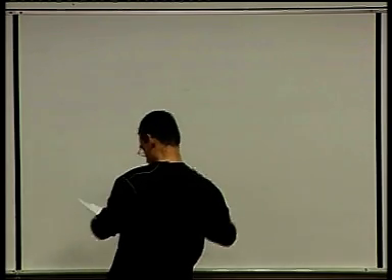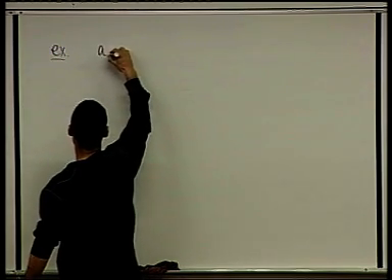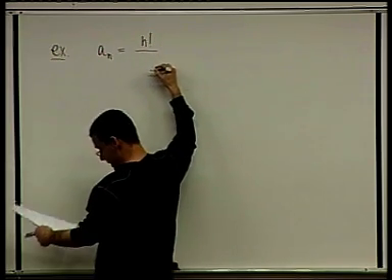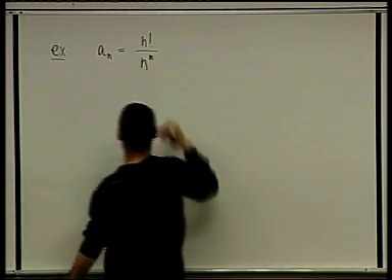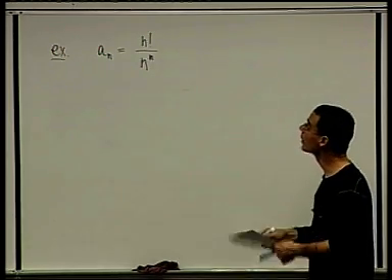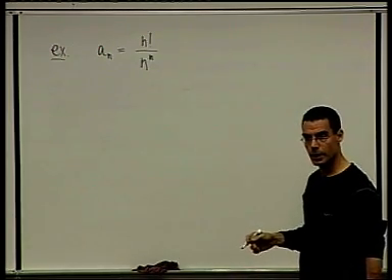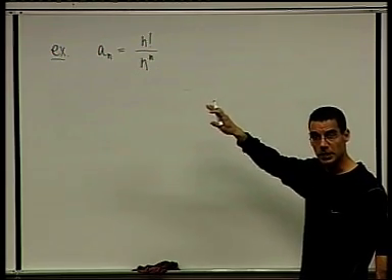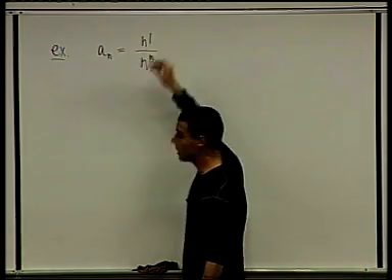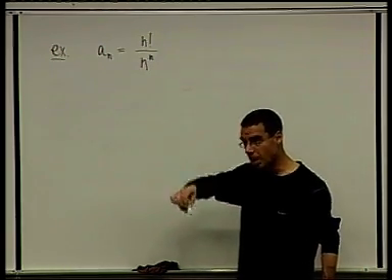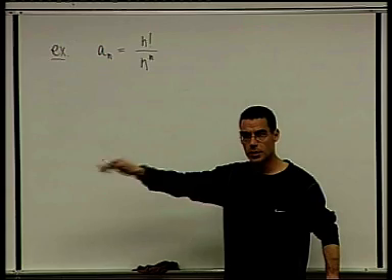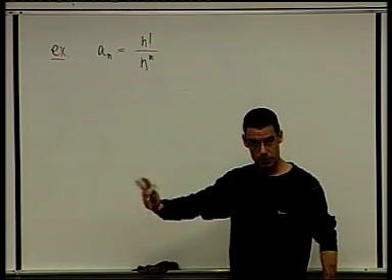So here's another example. Suppose that a_n is the sequence n factorial divided by n to the power n. First of all, does everybody know what factorial is? What this exclamation mark means? This just means that I'm taking n times n minus 1 times n minus 2 times n minus 3, all the way down to times 3 times 2 times 1. Does everybody know that? Okay.